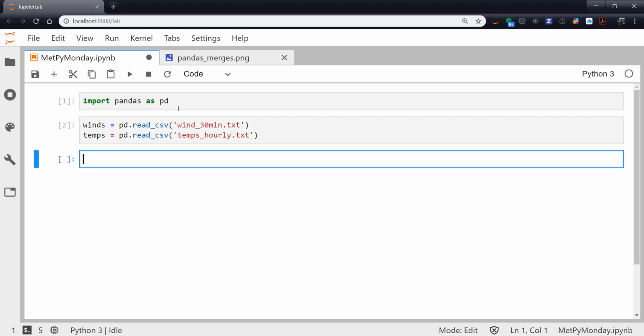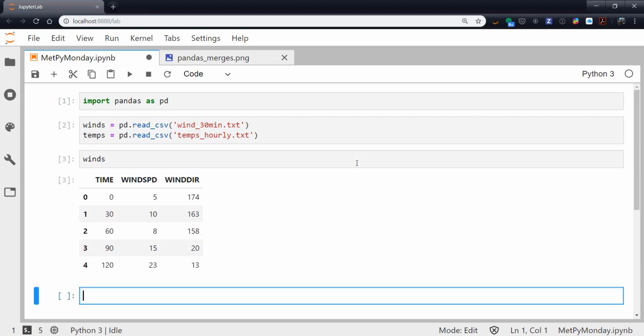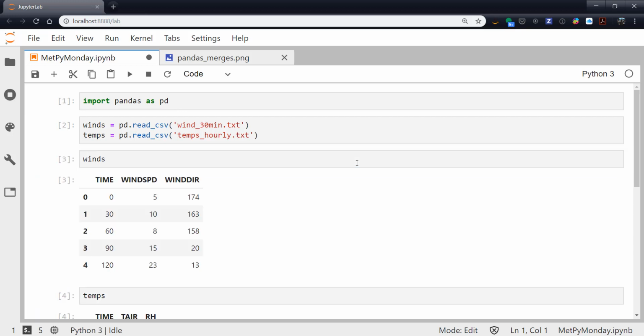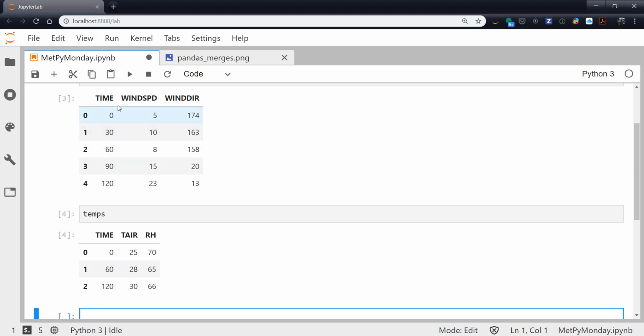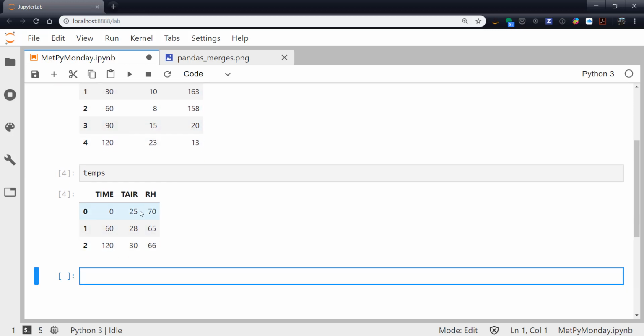So you already might see why we can't use concatenate to do what we want to do here, because I've got wind measurements that are taken at 30-minute intervals and temperature measurements that are taken at hourly intervals. And I want to make some data frame that represents all of this data. So let's look at winds and temps. This is roughly what I would expect: 30-minute interval wind speed, wind direction, and hourly interval air temperature and relative humidity.